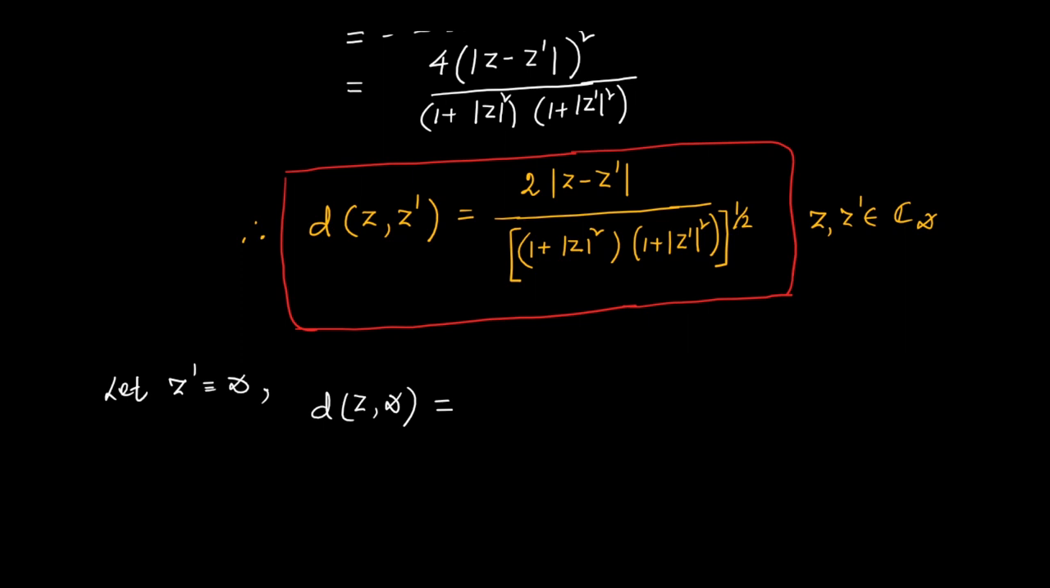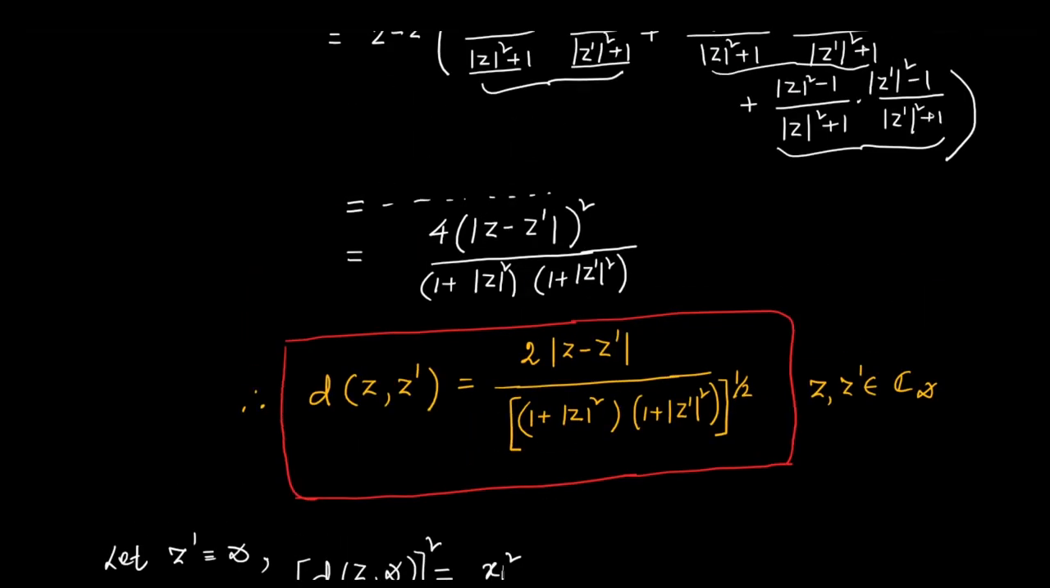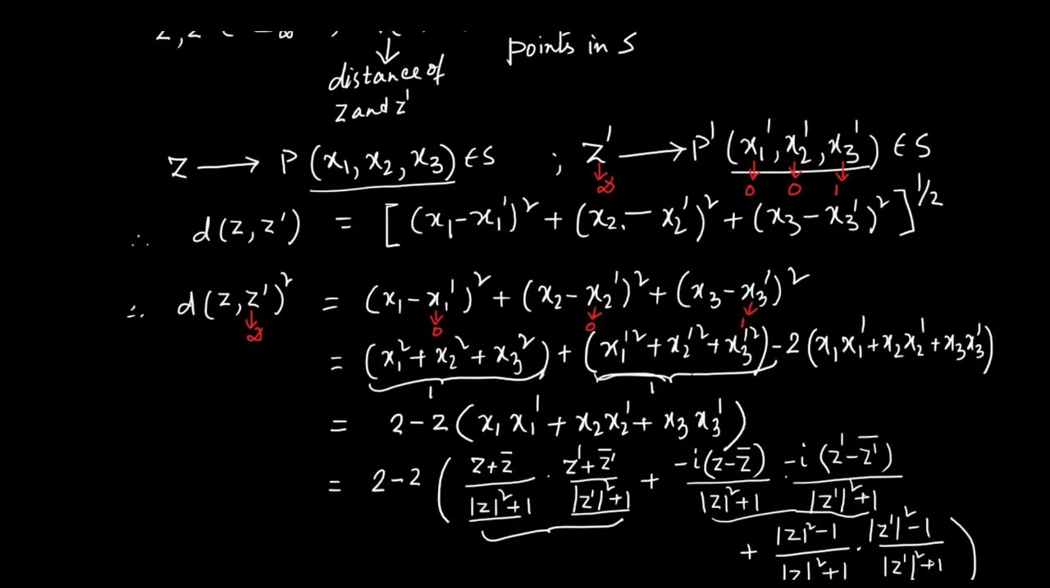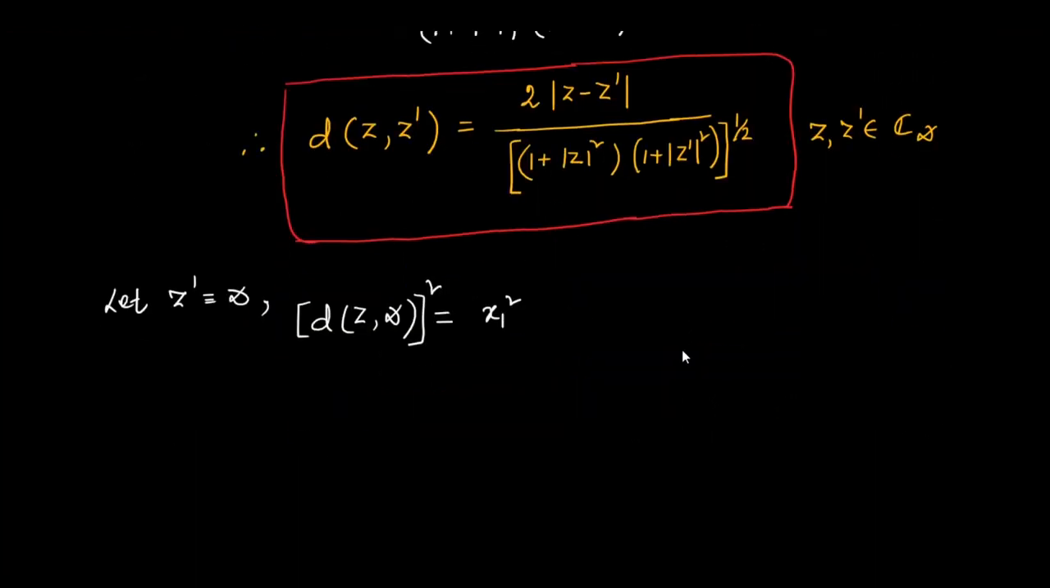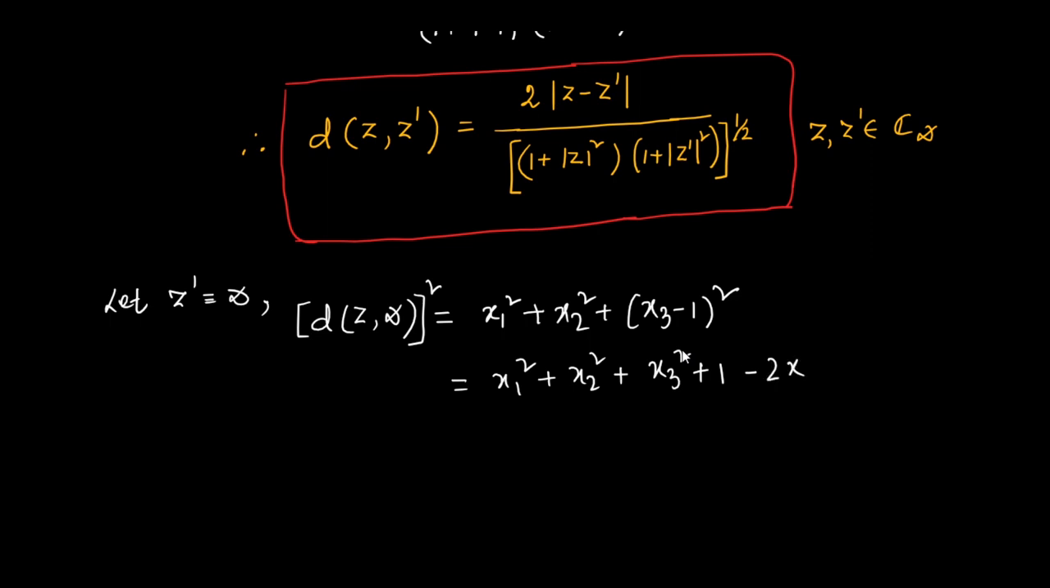I'll get d of z infinity whole square is equal to x1 square. Just look at the formula above once again. So d of z prime whole square will be x1 square plus x2 square, because x2 prime is equal to 0, plus x3 minus 1 whole square. That means this will be equal to x1 square plus x2 square plus x3 square plus 1 minus 2x3.